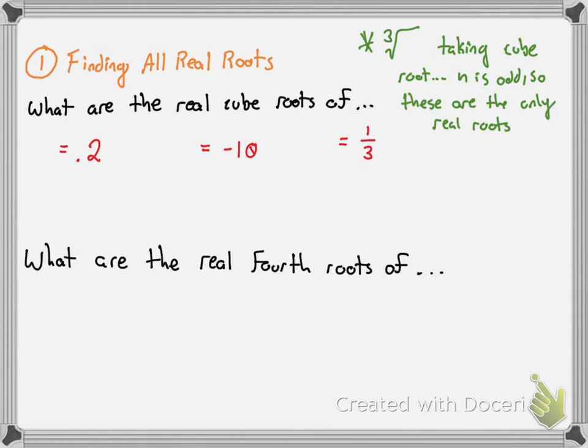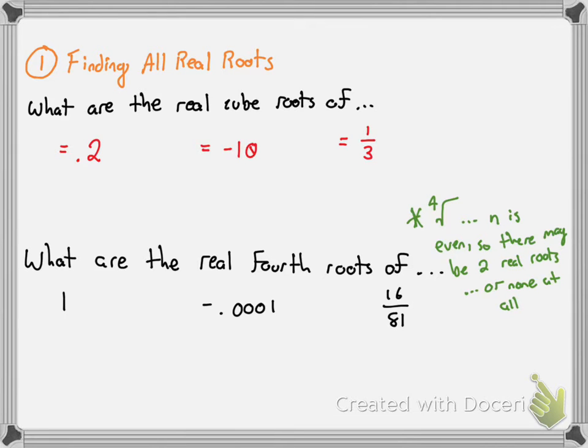On the other hand, let's find all the fourth roots of these numbers. Keep in mind here, since I'm taking the fourth root, my n value is even, so there's either going to be 2 solutions or none at all. If I try to take the fourth root of 1, my possible solutions could be 1 or negative 1. And if I wanted to backtrack to double check, 1 to the 4th power is 1. Negative 1 to the 4th power is also 1. So those are both going to be solutions here.